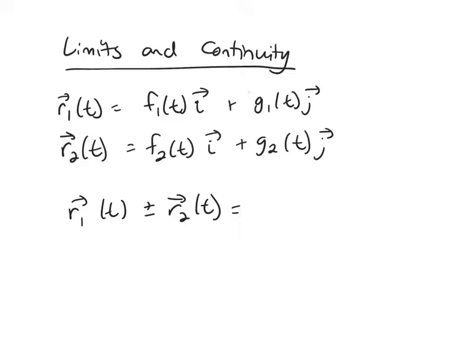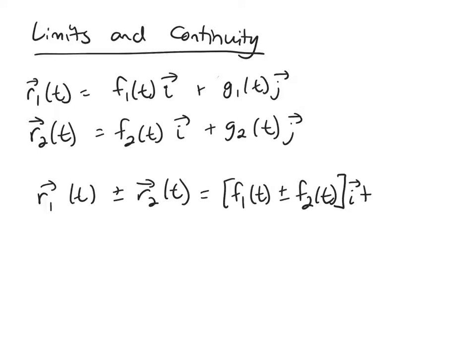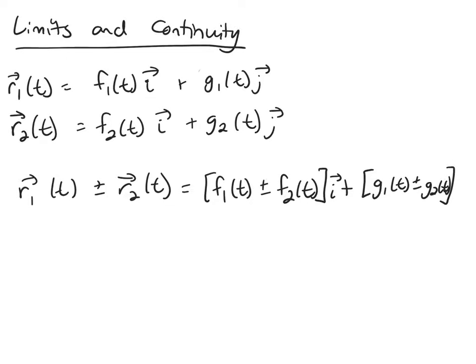Well, do you remember how you added vectors together? You add in the i, your x component, and you add in your y component. So it would be (f1 plus or minus f2) i plus, and then you add or subtract in your j component, (g1(t) plus or minus g2(t)), and then this will have a j on it. Running out of room here, sorry about that.